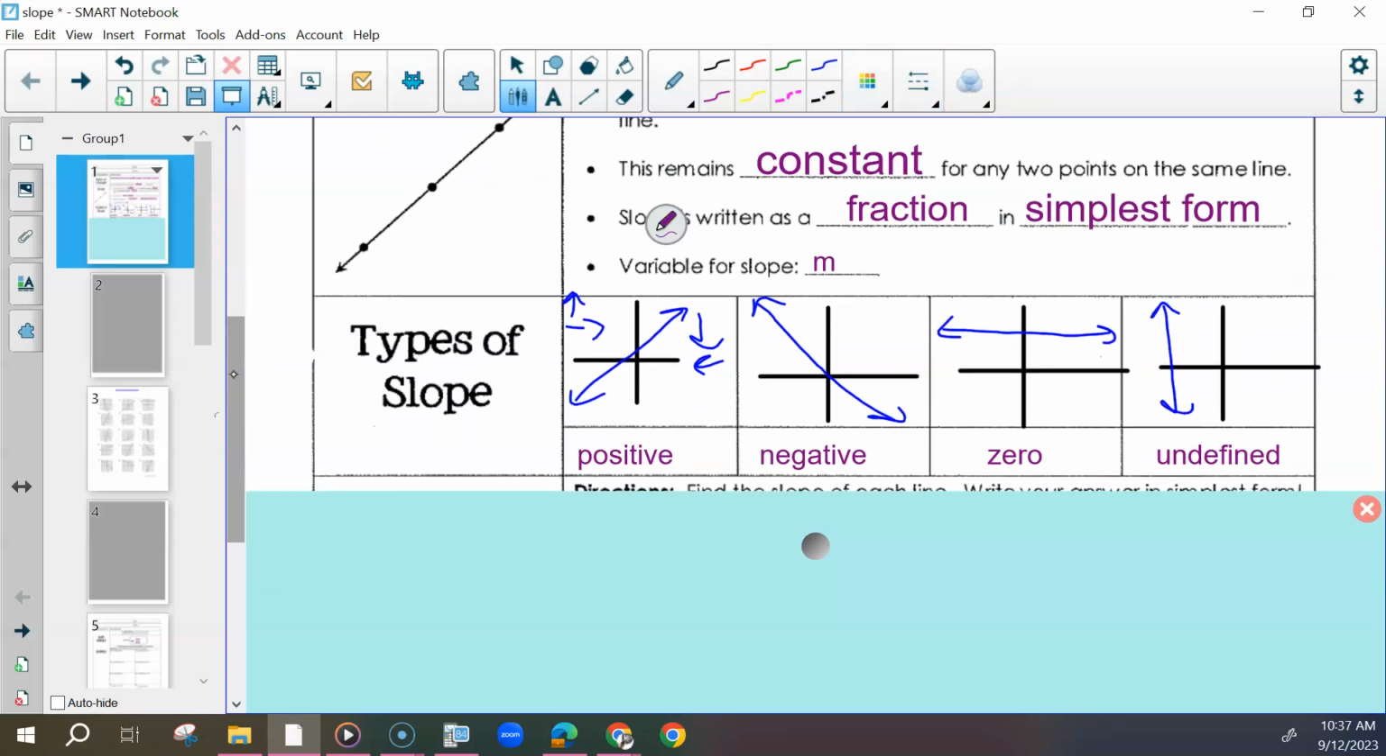If I'm looking at this one, it's going down, but to the right. The down is the negative part. Only one of them needs to be negative if you want the whole thing to be negative. Or if I'm reading the other way, I'm going up and left. The left would make that negative, making the whole thing negative.